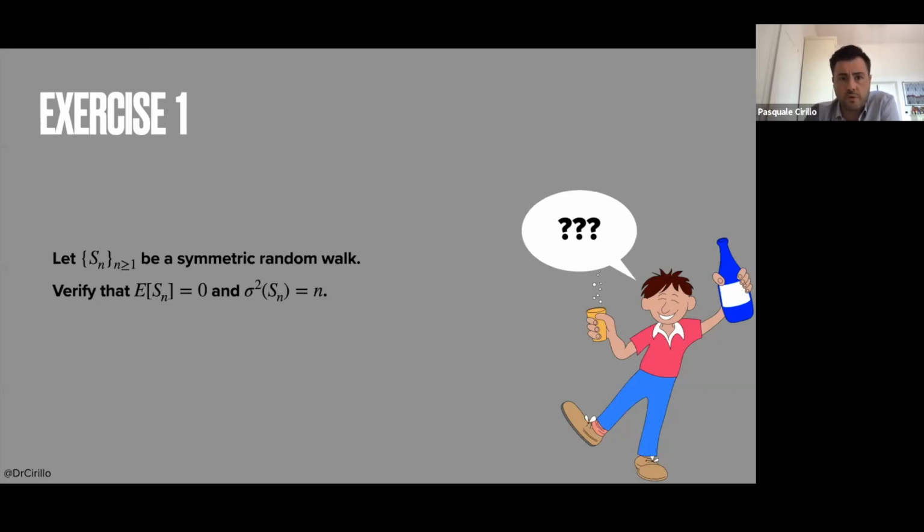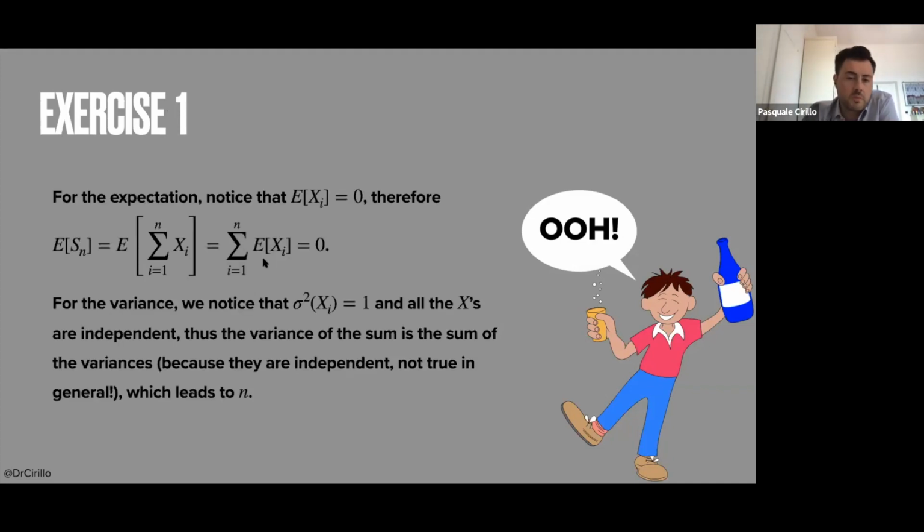Now, what you are asked to verify is that the expectation of Sn, where Sn is our random walk, is equal to zero, and that the variance of Sn is equal to n. The fact that the expectation is equal to zero is, I guess, simple, in the sense that each one of these random variables x that constitute our Sn can have two values. One value is plus one, and the other value is minus one. Each value has a probability of one half of manifesting itself. So it's clear that the expectation of the single variable x is zero. Because it can be plus one with probability one half, and minus one with probability one half.